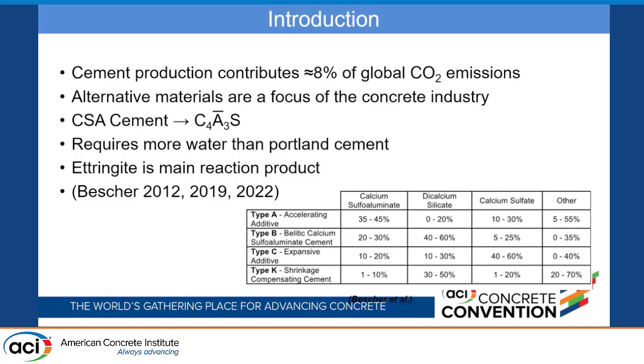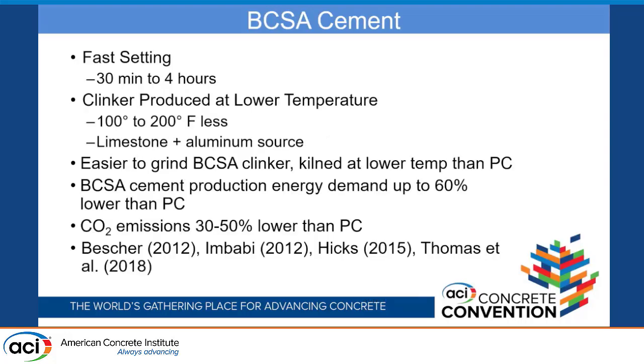Previous research has shown there are 4 different types you can think about. There's an accelerating additive that you add to the traditional Portland cement mix to speed up the time of set. There's a belitic calcium sulfoaluminate cement, or BCSA, that includes the B-lite mixed in with the CSA, and it's kind of an all-in-one cement. It is also a rapid setting material. Then you have an expansive cement additive and a shrinkage compensating cement. We're really going to be talking about type A, type B, and type K in this presentation.